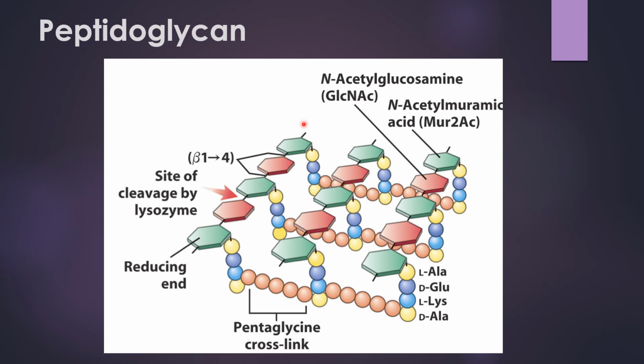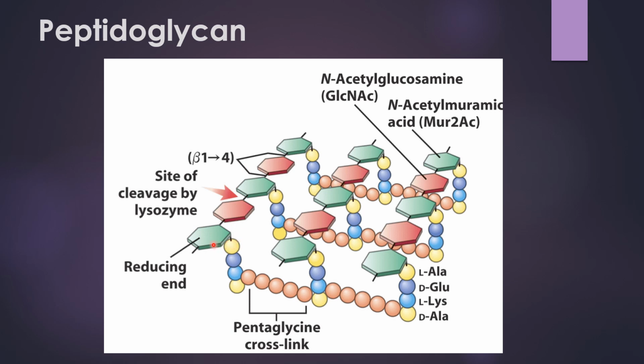And this is the structure of peptidoglycan. Here, the green colored compounds represent the NAM, and the red colored compounds represent the NAG. Both NAM and NAG are joined by beta 1,4-glycosidic linkage. In the bacterial cell, the beta 1,4-glycosidic linkage is cleaved by the enzyme called lysozyme. This enzyme is able to cleave the beta 1,4-glycosidic linkage in the bacterial cell wall.